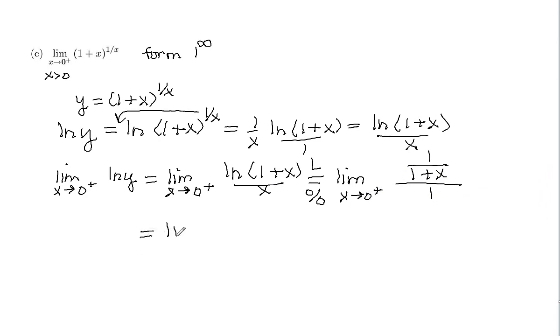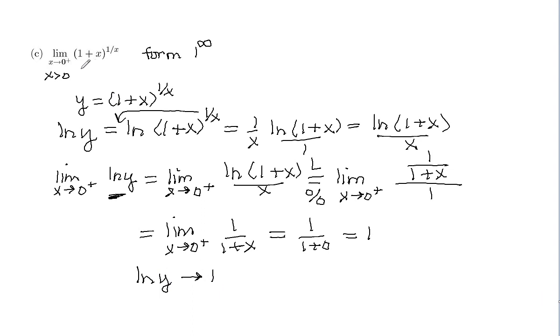So this is just 1 over 1 plus x, and x is approaching 0. So we're just doing the limit as x approaches 0 from the plus side of 1 over 1 plus x. Well, that's just 1 over 1 plus 0. You can just plug in to get that limit because it's continuous, which is 1. So that's what the log of y is approaching. So the natural log of y is approaching 1.